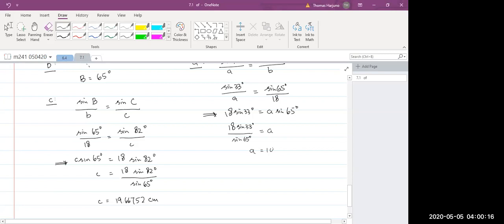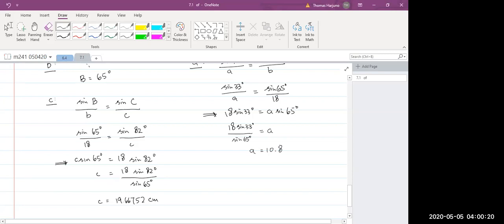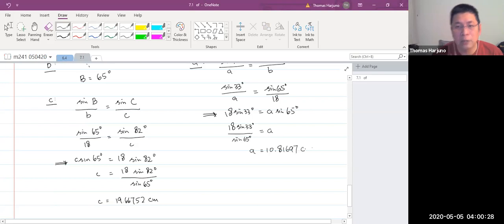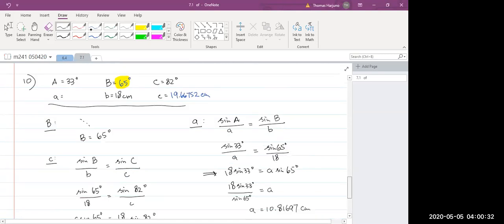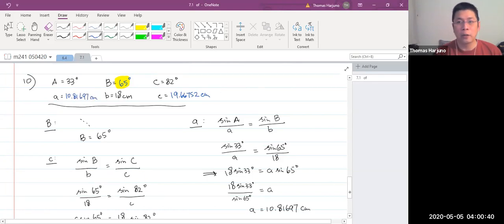10.81697 centimeters. Anybody else can confirm? Yes, I can confirm. Okay, so I get this one here, 10.81697 centimeters. Okay, that's for number 10.